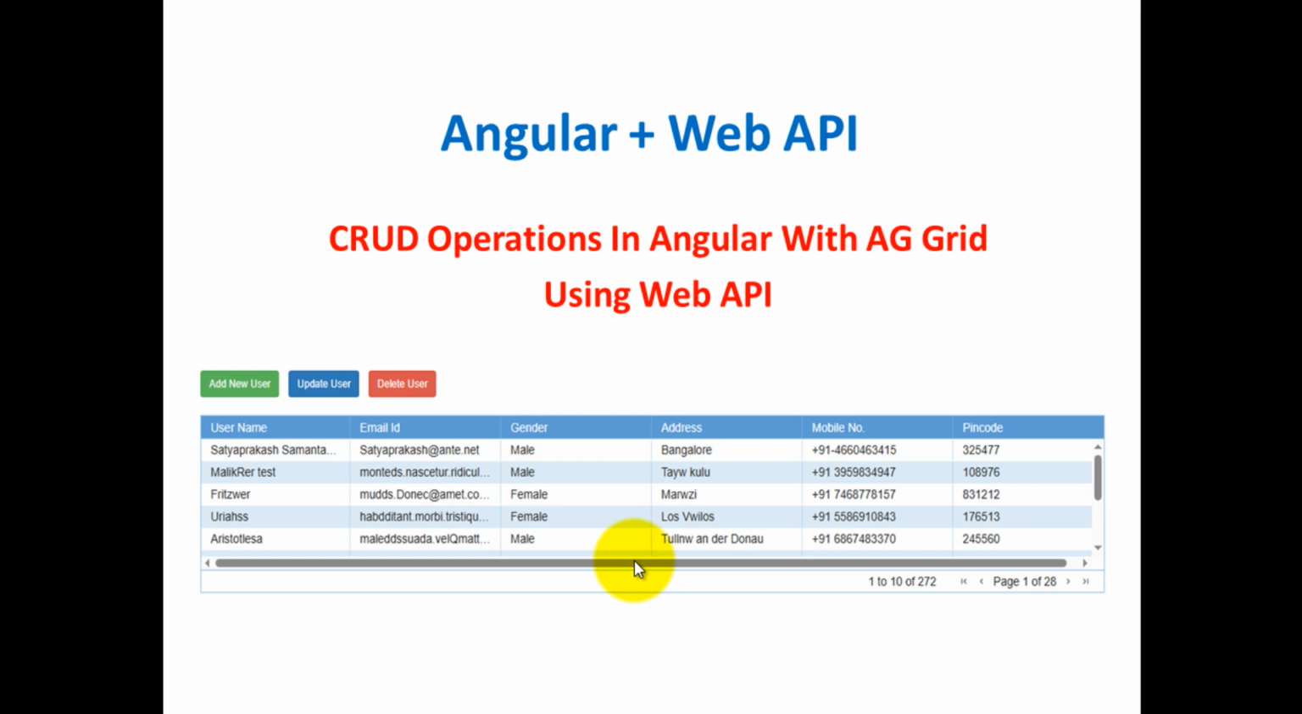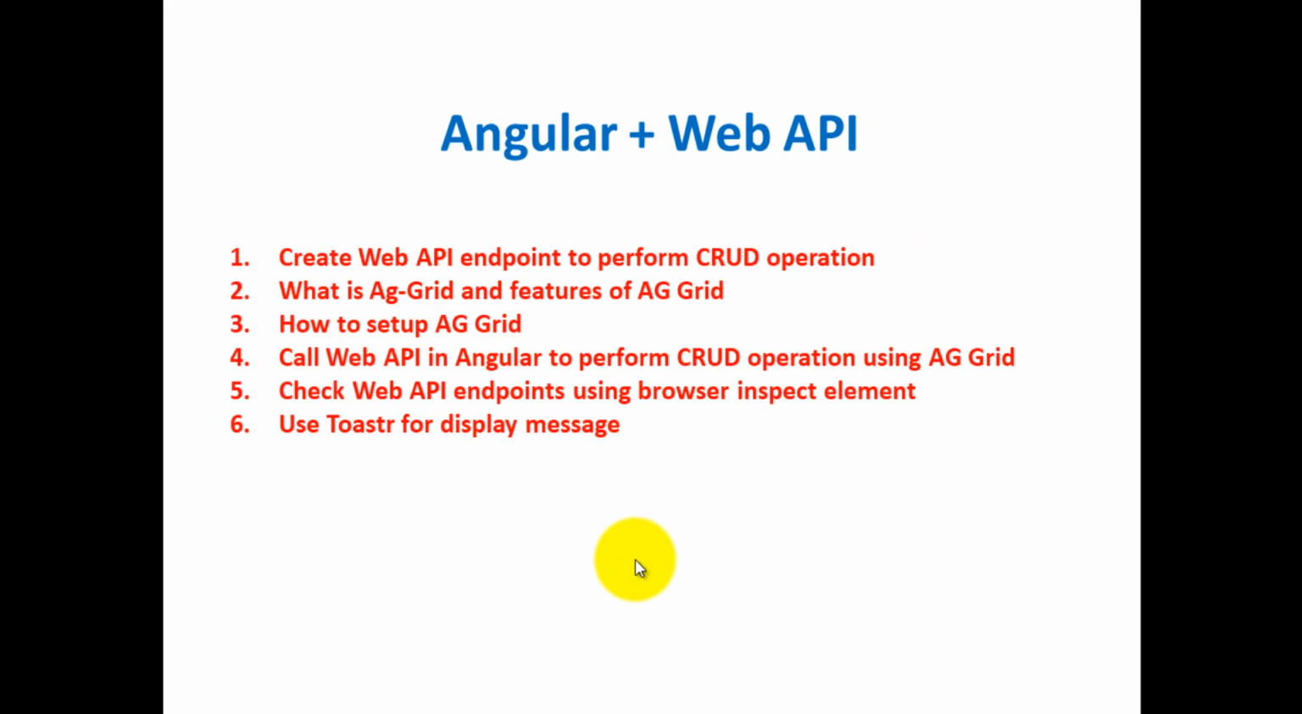So how it looks like, the example EdgeGrid for the CRUD operation. So guys, here are the points we will discuss. Create a web API endpoint to perform CRUD operation, what is EdgeGrid and features of EdgeGrid, how to set up EdgeGrid, and how to call web API in Angular to perform CRUD operation using EdgeGrid. Check the web API endpoints using browser inspect element, and use the Toastr to display the alert message.